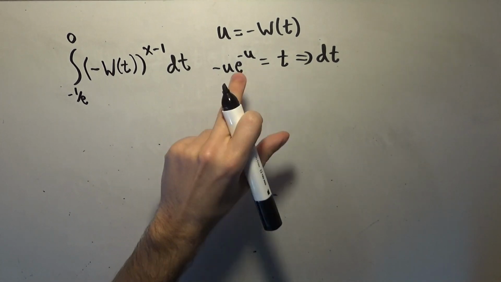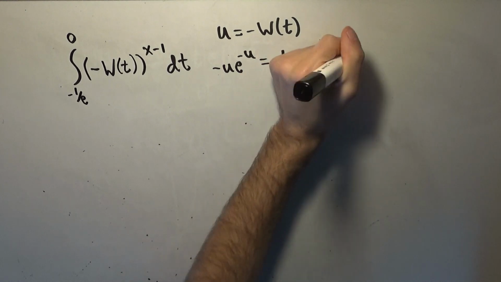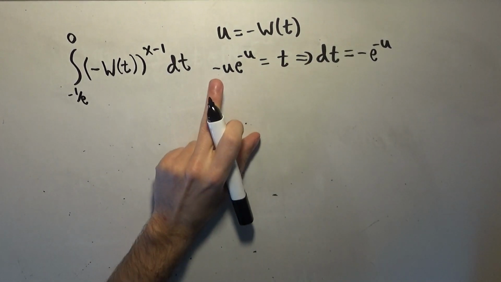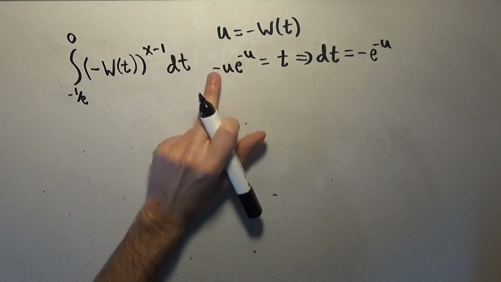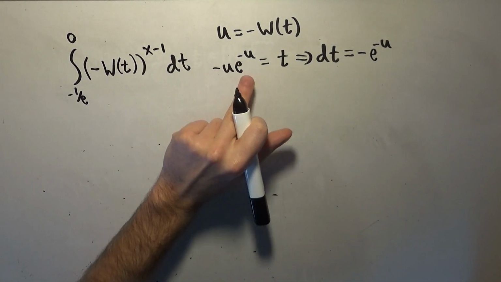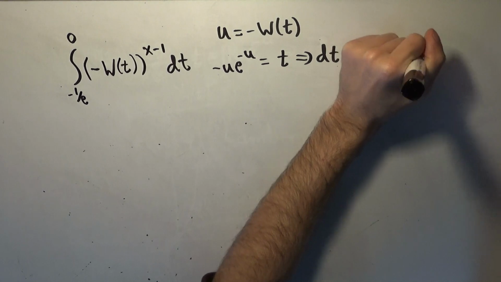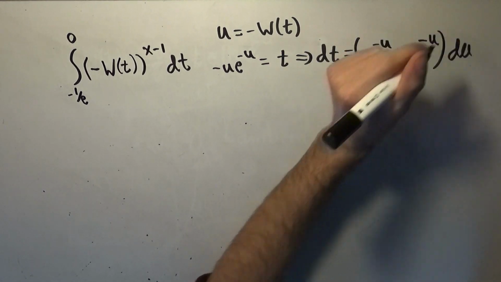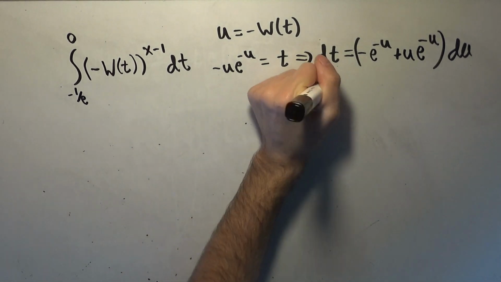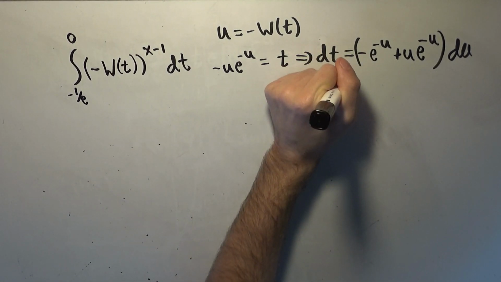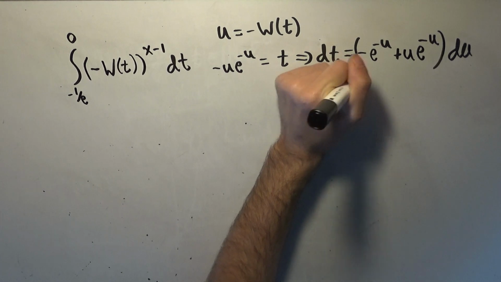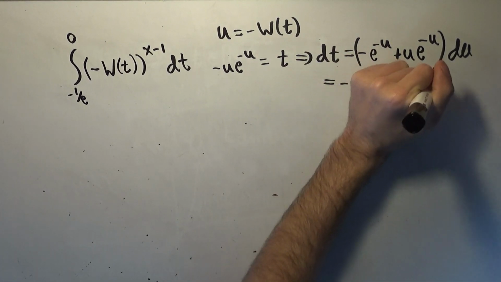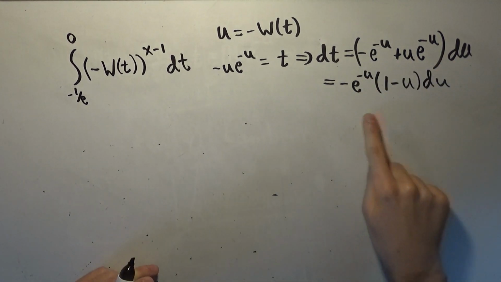we have to take the derivative of the first term and multiply it by the second. So we get negative 1 times e to the negative u. And then we have to keep the first one and take the derivative of the second. So we get negative u times negative e to the negative u. So plus u times e to the negative u, and that's all times du, which is, of course, equal to, factor out the negative e to the negative u, and we get negative e to the negative u times the quantity 1 minus u du. And that's what dt is equal to.